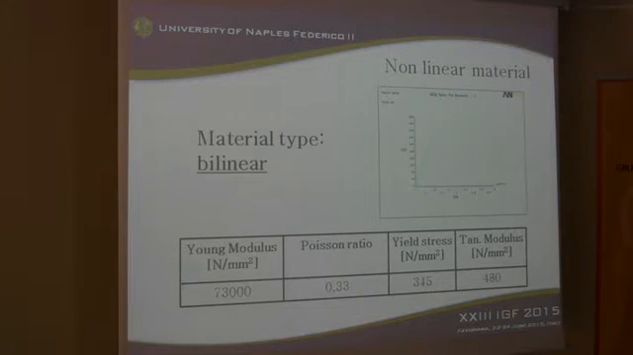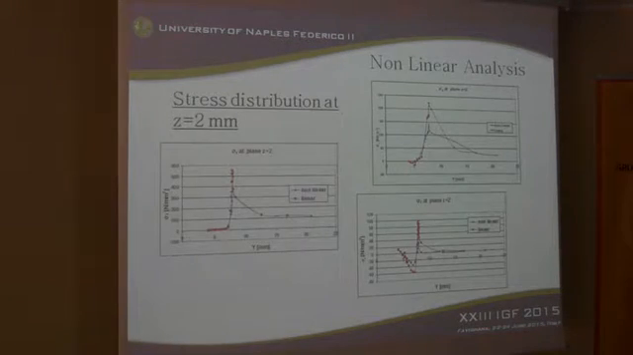The FEM nonlinear material analysis was used. The material model is bilinear, and this is the difference of the stress distribution in the plane with z equal to 2 millimeters between nonlinear and linear analysis. The distribution is the same. We have just a difference in the peak of the stress for all directions.